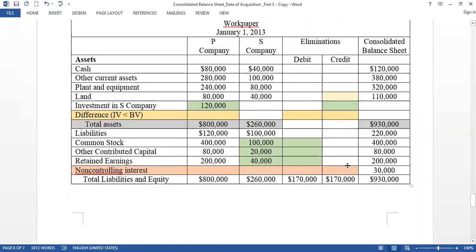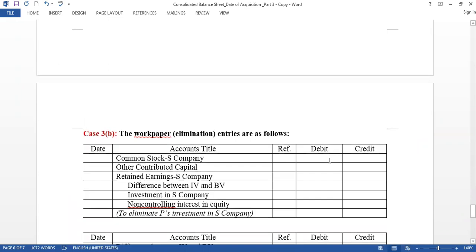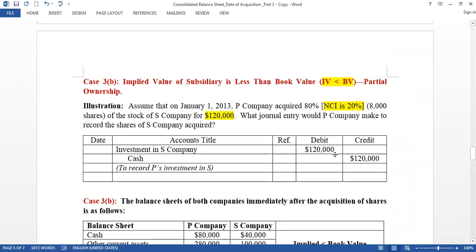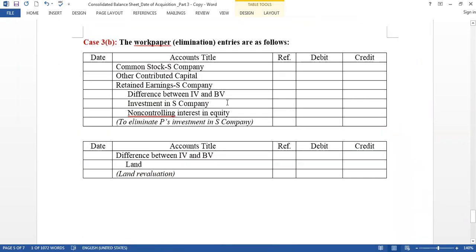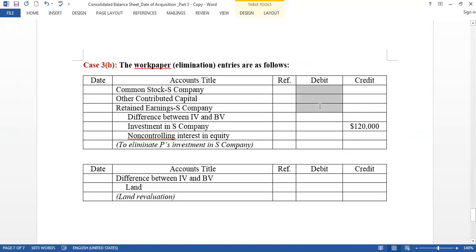Now again, my suggestion is to record the journal entry. So first we are going to close the investment account. Before, it was debit. Now we are going to make it credit. Then we are going to close our subsidiary's equity account. So these are closed, already closed.